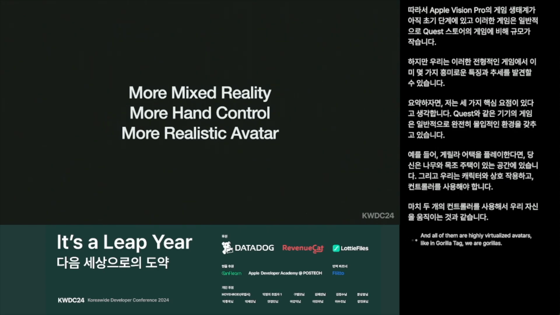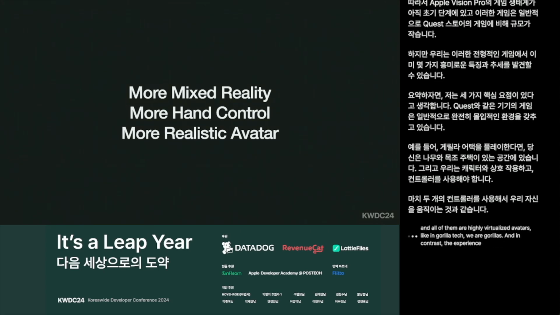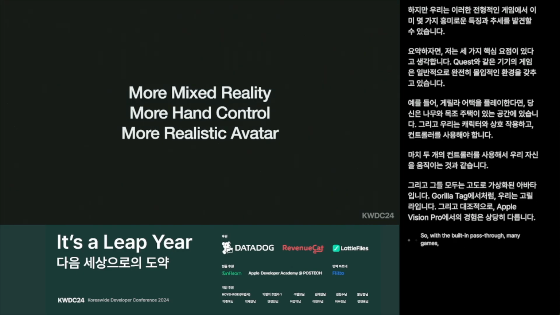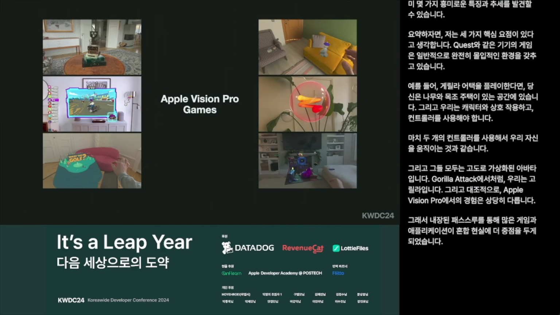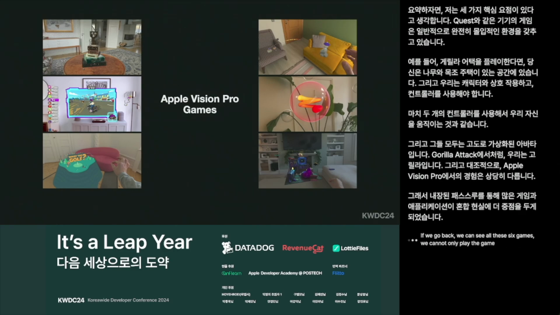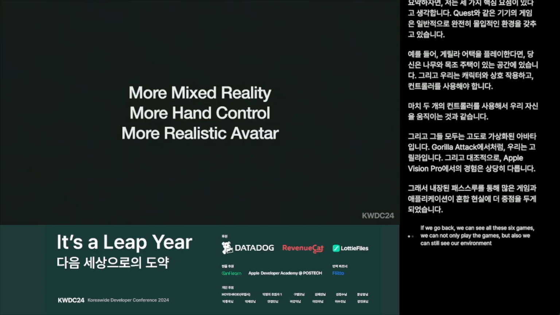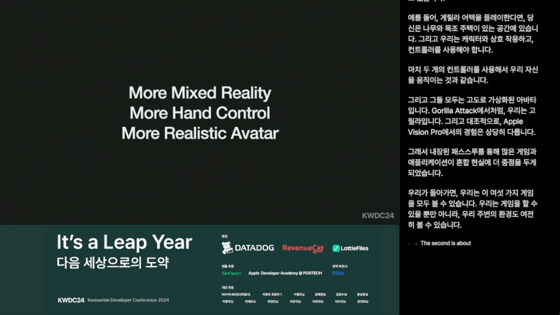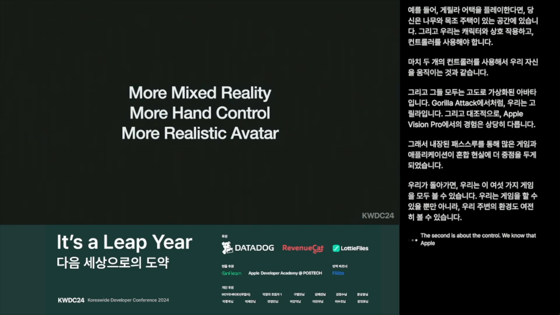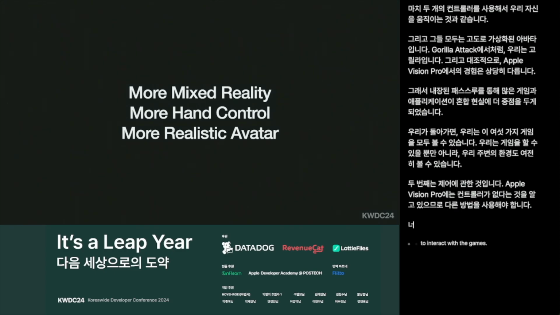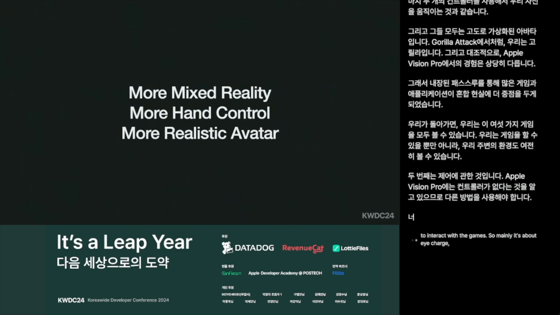In contrast, the experience on Apple Vision Pro is quite different. With the built-in pass-through, many games and applications are more focused on mixed reality. If we go back, we can see all these games, we can not only play the games, but also still see the environment around us. The second is about the control. We know that Apple Vision Pro doesn't have controllers, so we have to use different ways to interact with the games. Mainly it's about eye tracking and hand gestures. Sometimes it's only about hand gestures.